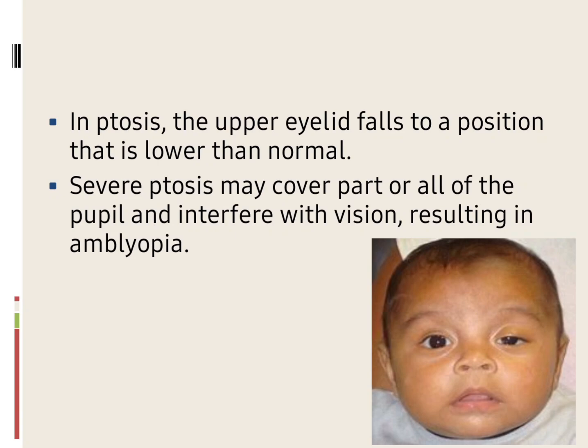In ptosis, the upper eyelid falls to a position that is lower than normal. Severe ptosis may cover part or all of the pupil and interfere with vision, resulting in amblyopia. A droopy eyelid means your eyelids drop over your eye, and this can impair your vision and lead to other complications.